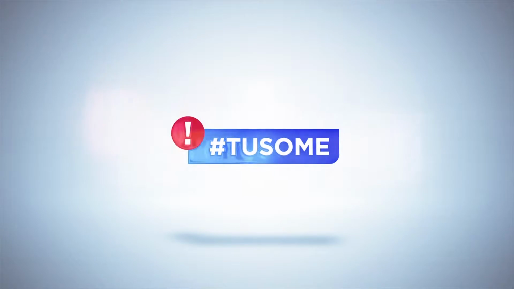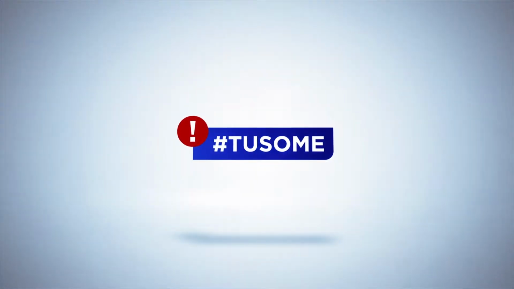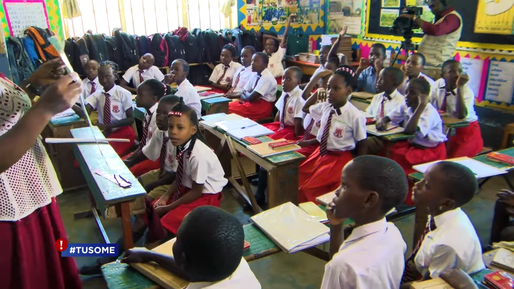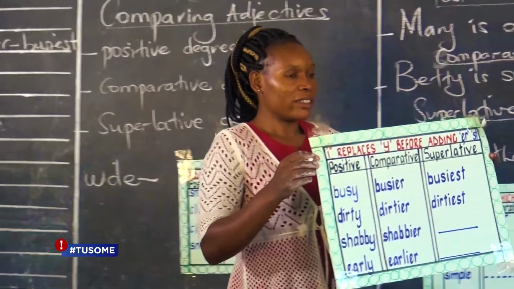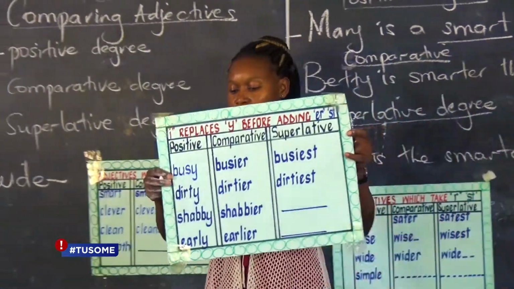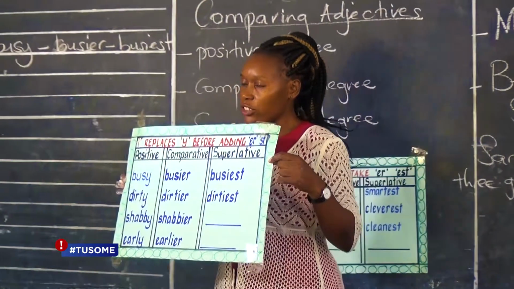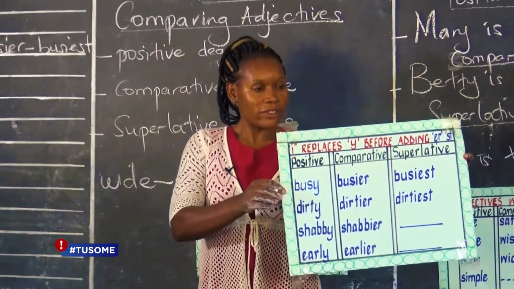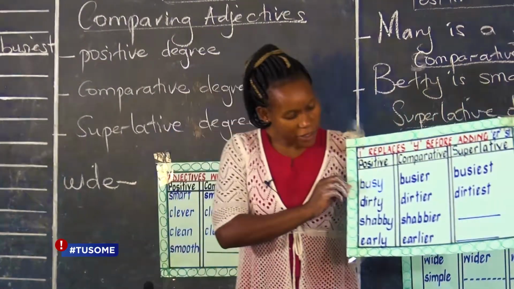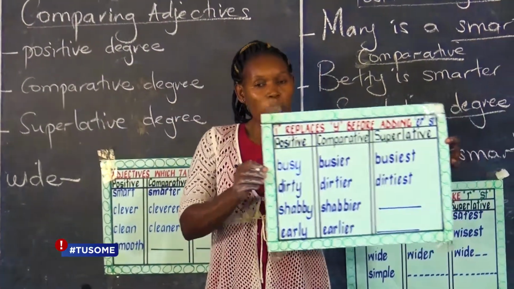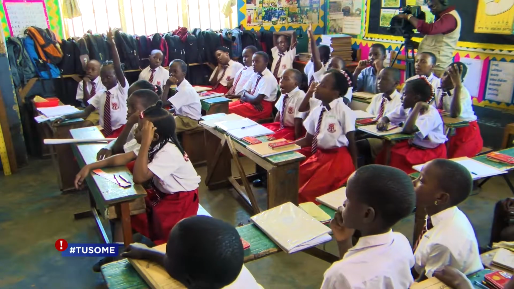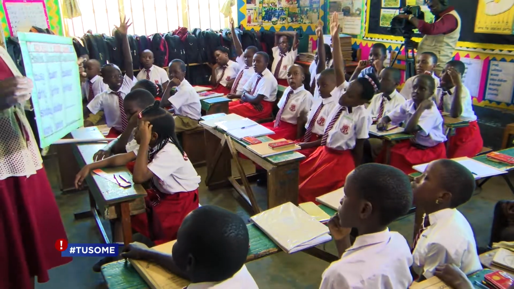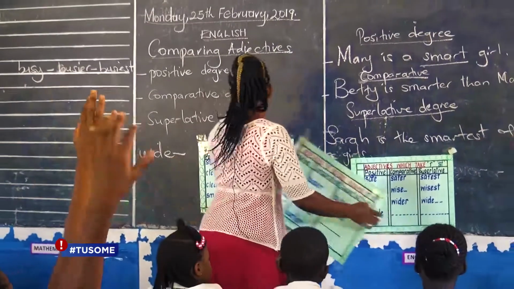The next one is dirty. Dirty. The comparative is dirtier. Everybody, dirtier. The superlative. Dirtiest. Another adjective ending with Y. Shabby. The comparative, shabbier. The superlative, shabbiest. Okay. The next is oily. The comparative, oilier. And the superlative, oiliest.